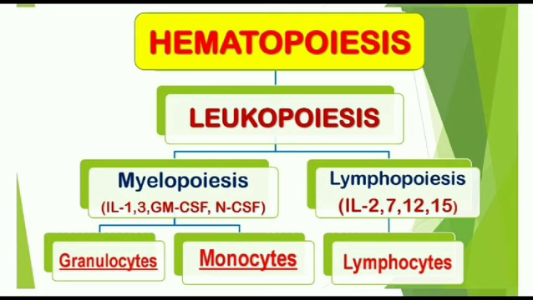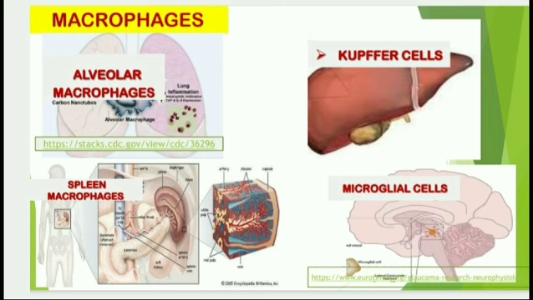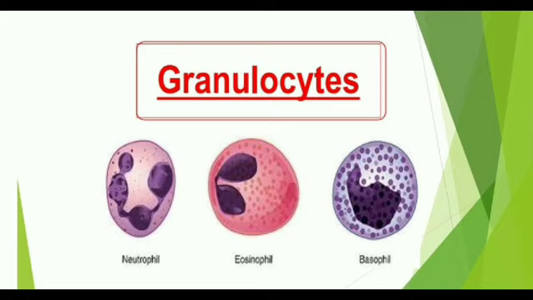Monocytes are the largest blood cells circulating in the blood. After 24 hours, they migrate into the tissue and form macrophages. Macrophages in the lungs are known as alveolar macrophages, in the liver, Kupffer cells, in the skin, histiocytes, in the nervous system, microglial cells. Granulocytes are further divided into basophils, neutrophils, and eosinophils.